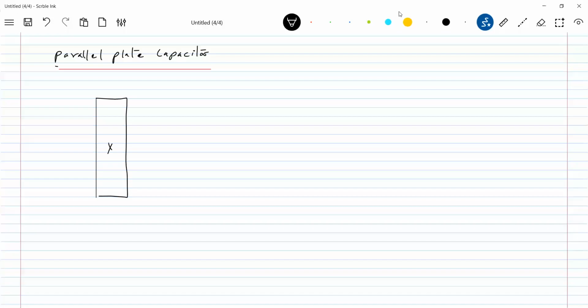There's a plate X, there's a plate Y, and initially they are neutral. So first I'll give a charge Q. Q and minus Q I'll get. So where does this charge reside? It will reside here.